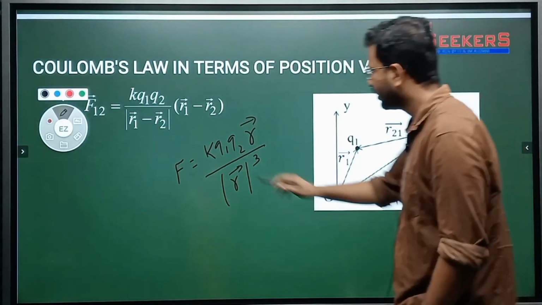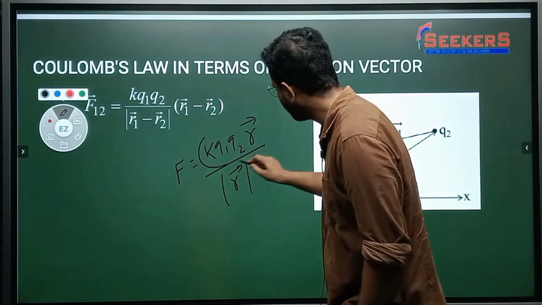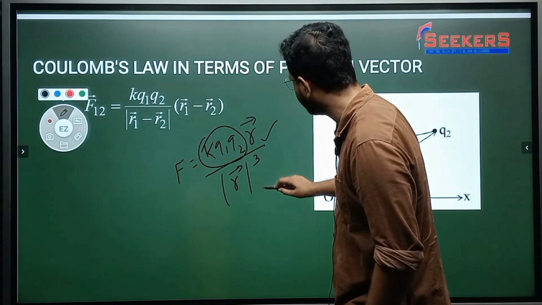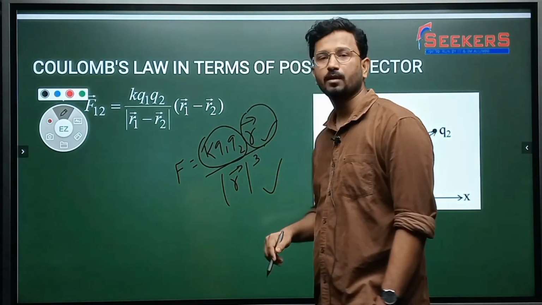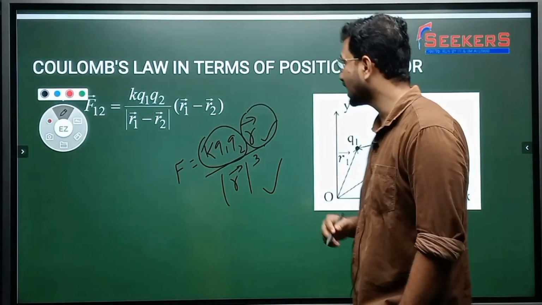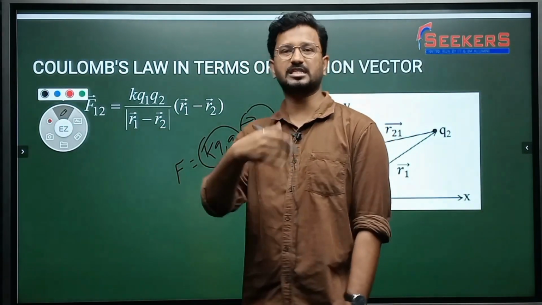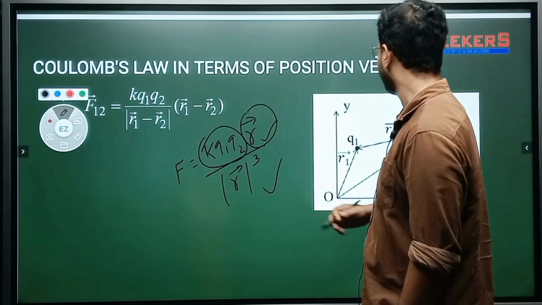So if you see here, K, Q1, Q2, these things are same as the previous slide. Here we are changing a little bit. This R is what? This is basically the vector. What is this vector R? This R is the position vector of force experiencing particle with respect to force exerting particle.